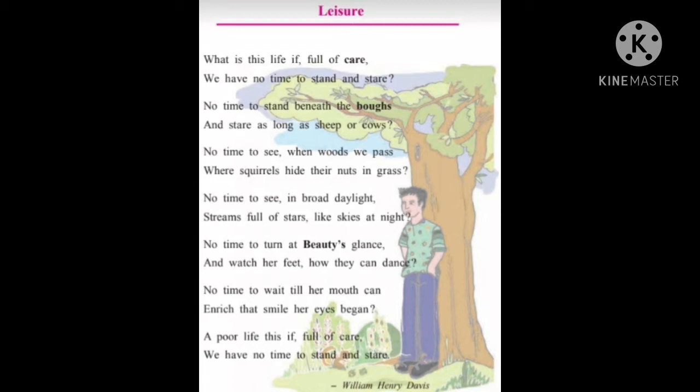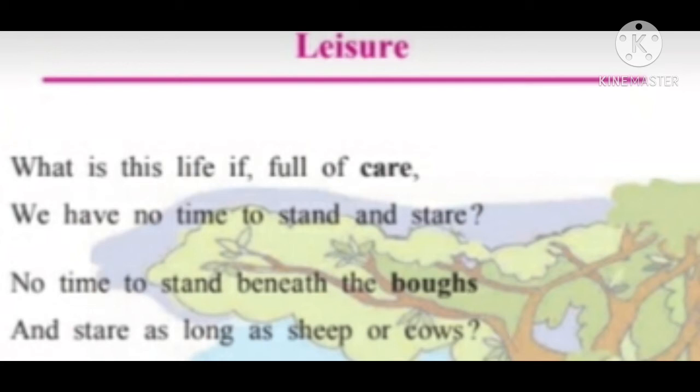This poem is written by William Henry Davies. Students, let's see the detailed explanation as per the stanza. As we read this poem, we realized that this poem contains 7 stanzas. Each stanza has 2 lines, and we know that when a stanza has 2 lines, that is called a couplet.